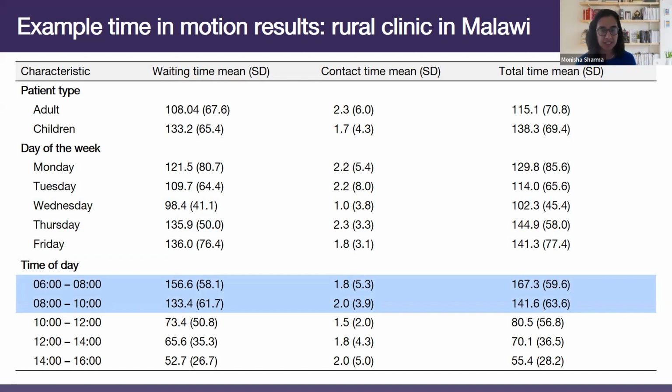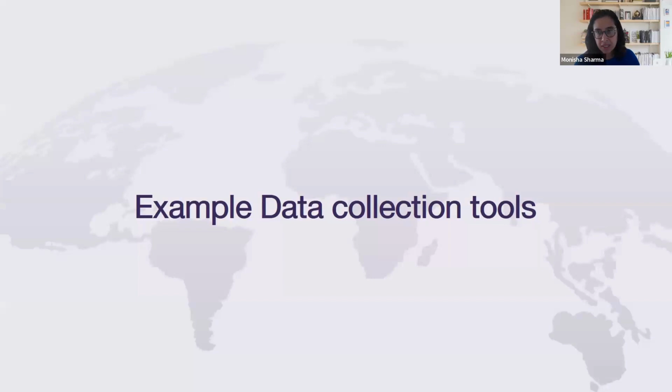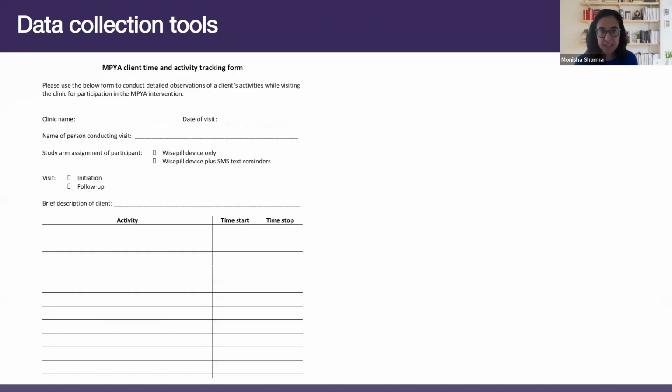And this is generally because people are getting there before the clinic opens and are spending time waiting to see a provider. So there's many different ways to collect time and motion data. There's simple kind of word-based documentation tools. So this is a PrEP study in Kenya, and this is the client time and activity tracking form. So it's really open-ended, just writing down activity, time start, time stop.